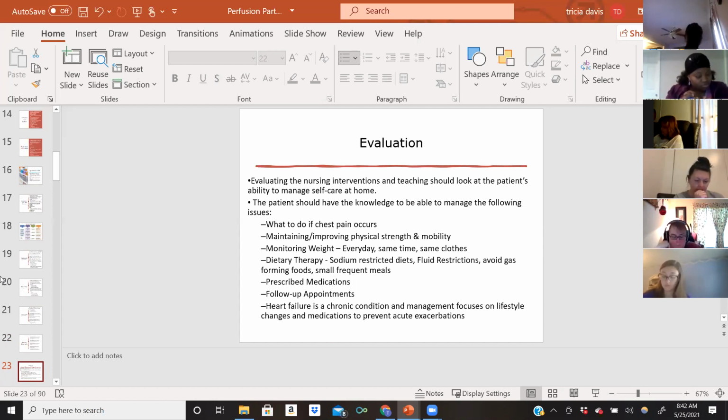If they have angina because of other heart issues, we know sometimes that we can give them nitroglycerin. After a couple minutes, if that doesn't work, they can take another. We usually give them 0.4 the first time. If that doesn't work, they can take another 0.4. If it doesn't help and the pain continues to get worse, they should think about coming into the emergency room. We want them to maintain and improve their physical strength and mobility.